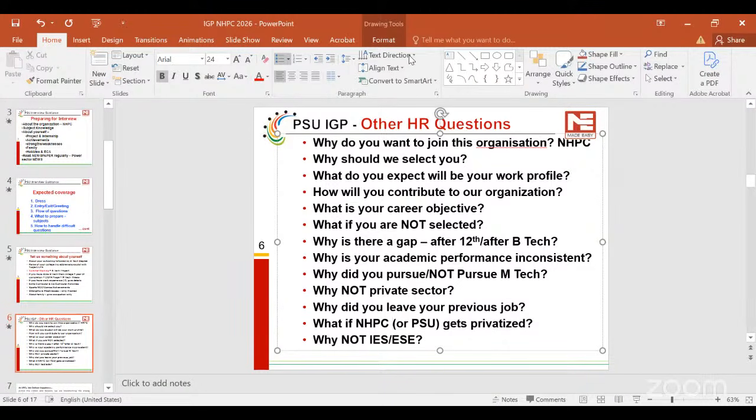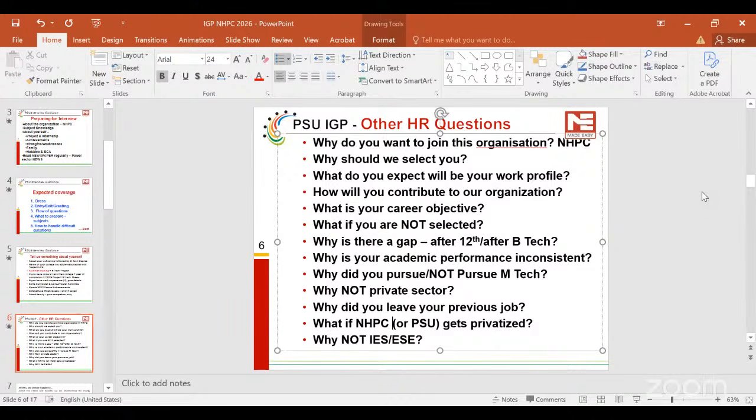All right. Okay. The answers to the remaining questions, please devote time on ONGC videos so that you can get answers. The biggest question which some of you might be having is why is there a gap after 12th, or why is there a gap after BTech? Fair enough, let there be a gap.